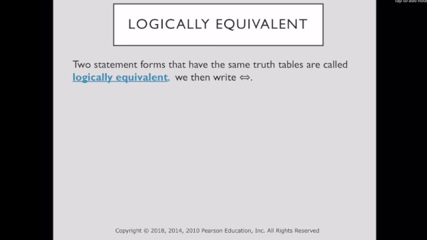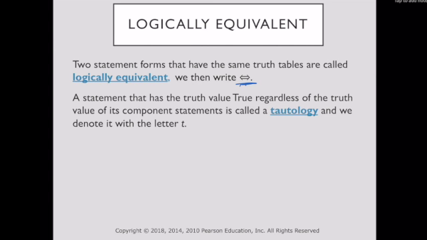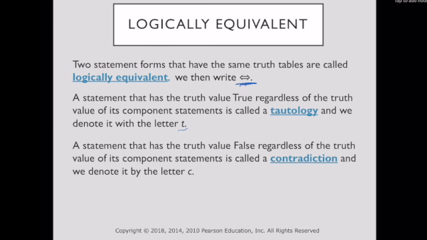Now, what does it mean for something to be logically equivalent? Two statement forms that have the same truth tables would be called logically equivalent. We then would write this double arrow symbol right here. A statement that has a truth value of true regardless of the truth values of its component statements is a tautology, and we denote that with the letter T. We talked about this in the last section. And a statement that has a truth value of false regardless of the truth values of its component statements is called a contradiction, and we denote it with the letter C.